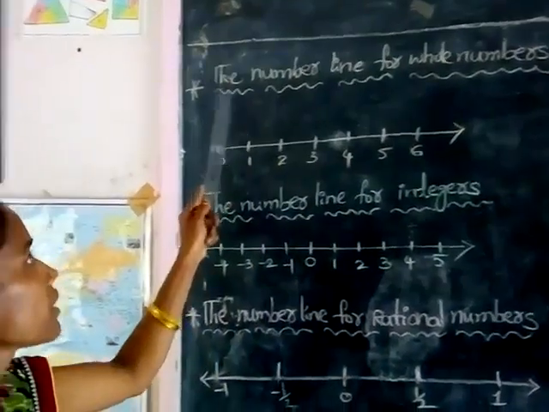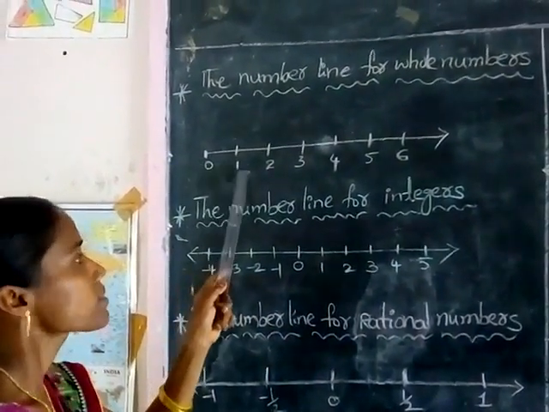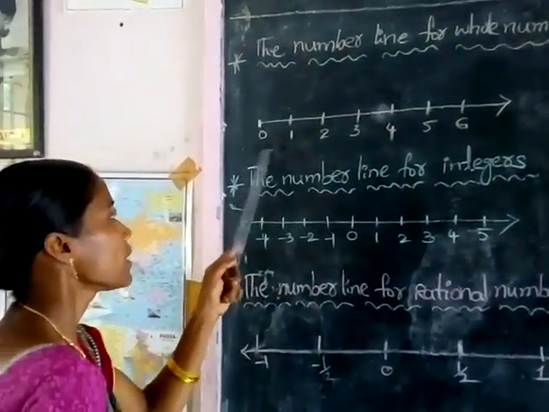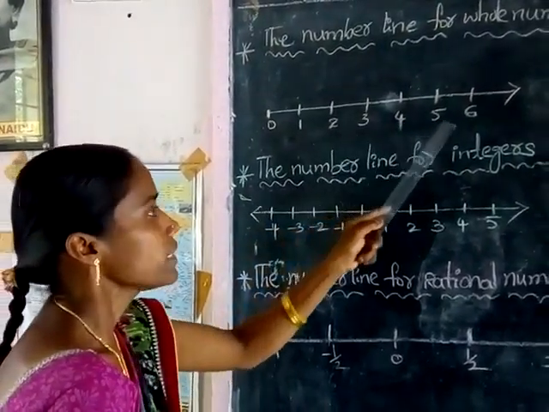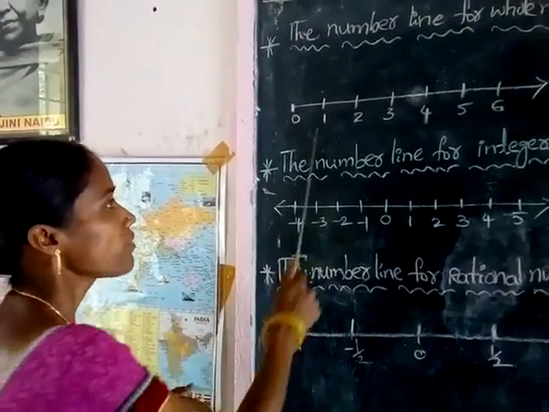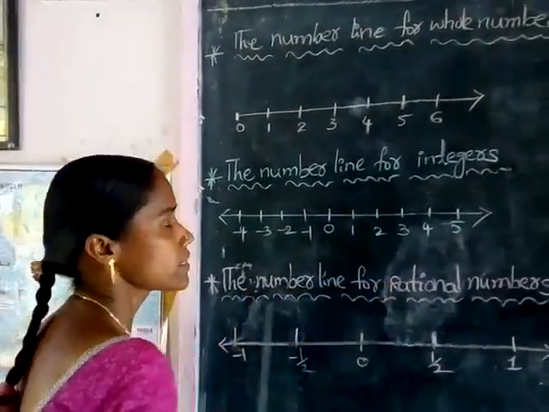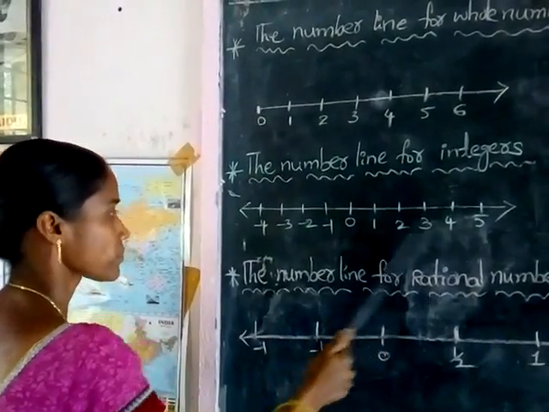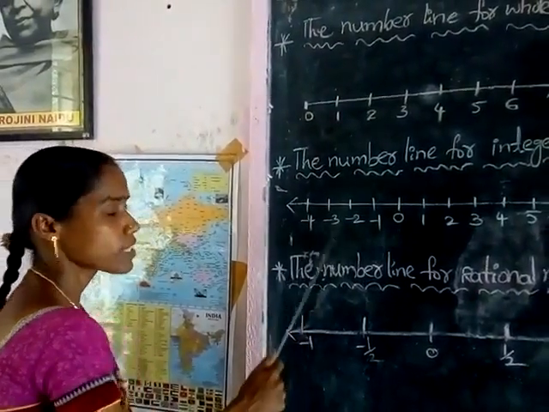Let's see the number line for whole numbers. In this, the line extends indefinitely to the right. Here the numbers start from 0, like 1, 2, 3, 4 and so on. Children, there are no numbers to the left of 0. Next, the number line for integers. For integers, the number line extends indefinitely on both sides. Here we can see negative numbers also.